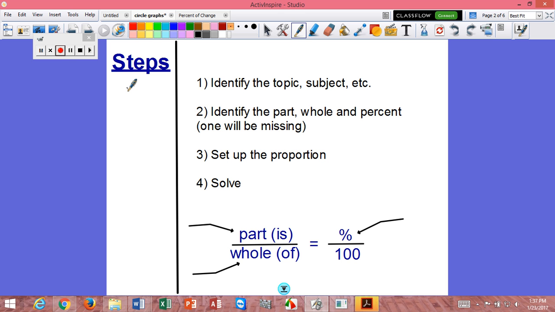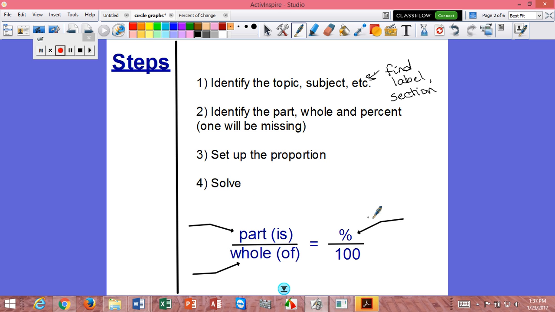So whenever we work with circle graphs, it's going to be very similar to what we have been doing. First we want to identify the topic, the subject, so that we can find our label. And we can find the specific section of that circle graph that we want to work with. Then we'll identify the part, whole, and percent. Remember, one is always missing. Then we'll set up a proportion and we will solve.